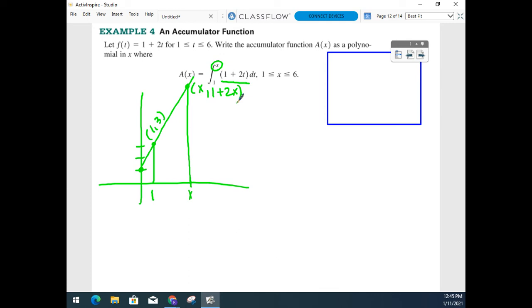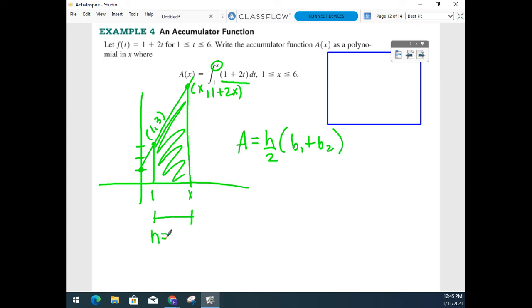All right, so would you agree this shape is a trapezoid? So our area of the trapezoid is our height over 2 times base 1 plus base 2. The height is the distance between the parallel sides. So this is where we just take x minus 1.